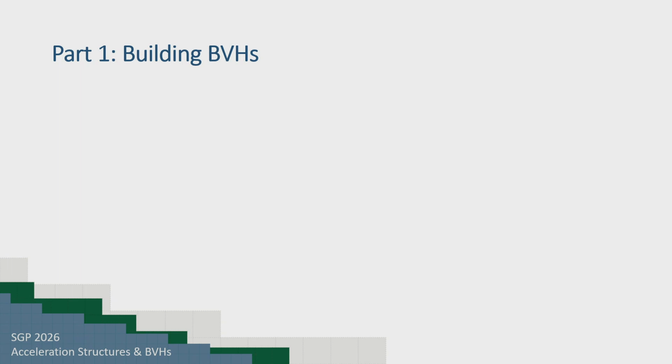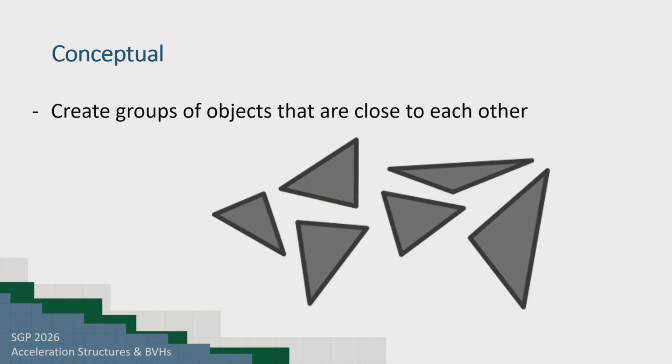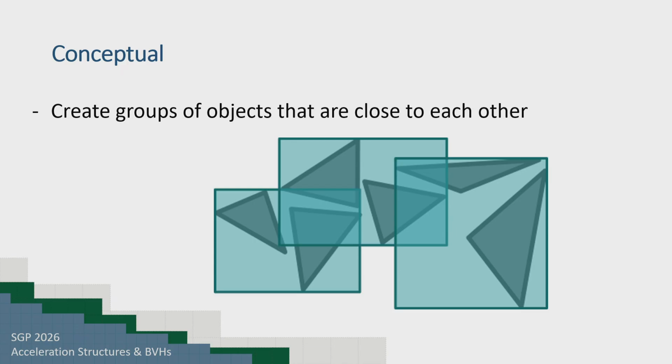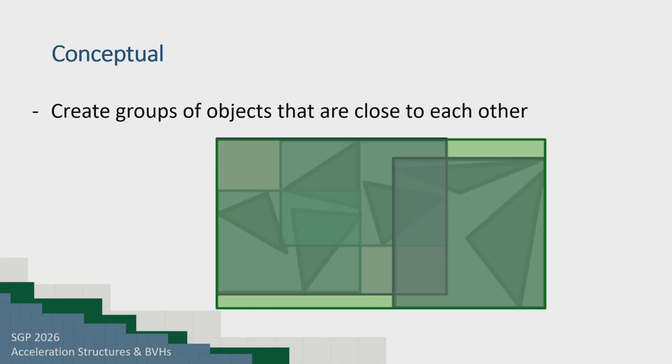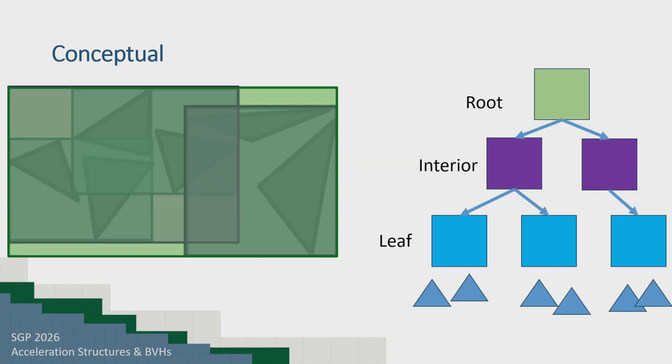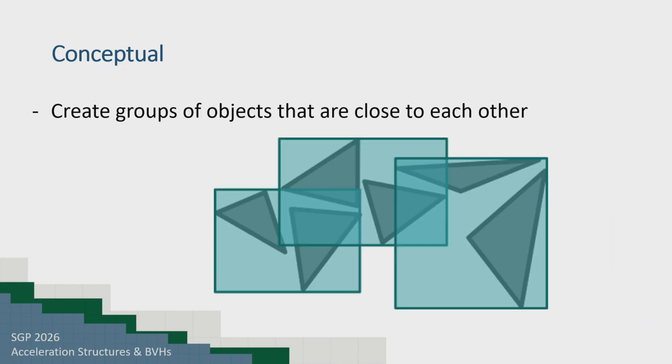So let's start with building this stuff. Conceptually, this is relatively easy. We have a bunch of things. We want to create groups of objects that are kind of close together. And this is one possible grouping at the lowest level. I've created pairs and put them into nodes. We then combine those at the next level up in the tree, and finally, in this case, we have a root node. And the structure would be something like this. Root at the top, we have one interior level, and we have the leaf nodes, which then contain our data.